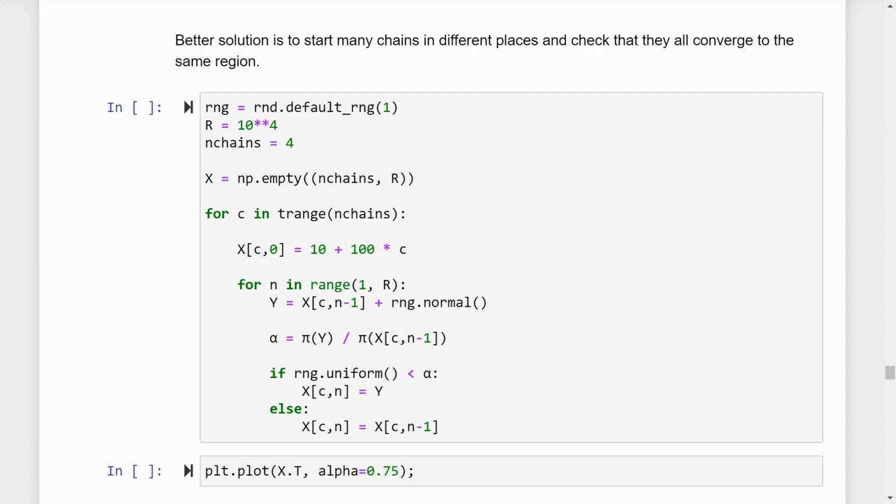One practical way to alleviate this problem is to start multiple Markov chains from different starting positions and check that they all eventually converge to the same region of stationarity. Here we start 4 chains and store the results in the matrix X.